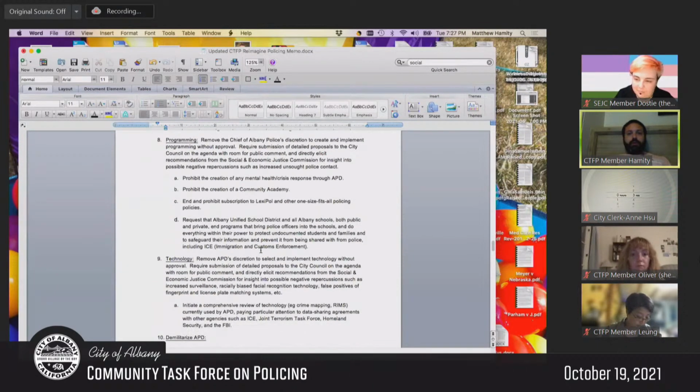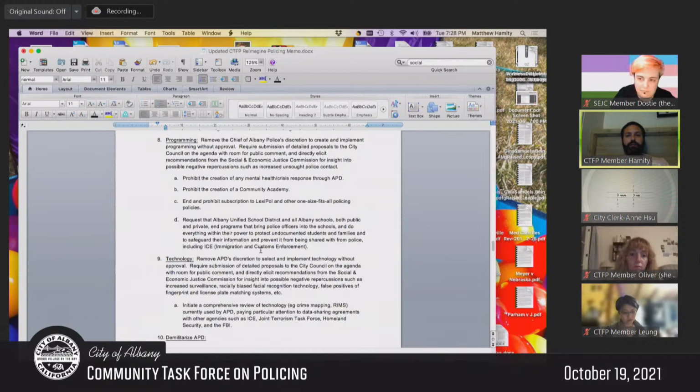Programming. So we wanted to make it so that the chief of police no longer has discretion to implement programming without approval from the city, and making sure that we get room for public comment and also recommendations from SEJC.